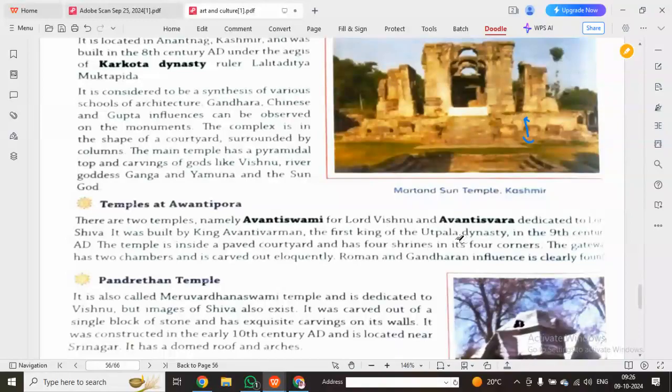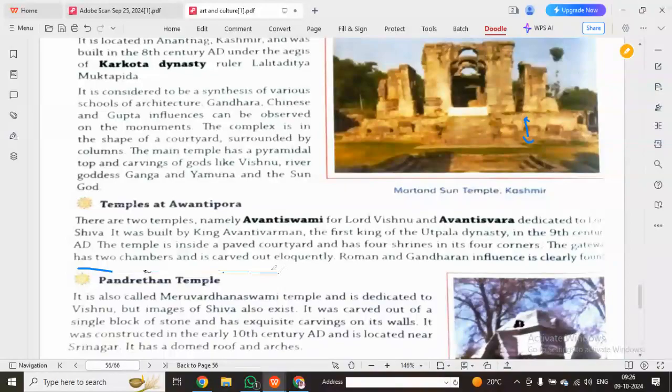Avantiswamy, Avantiswara, Vishnu god and Shiva, built by Avantivarman, Utpala dynasty. 9th century में बने थे. The temple is inside a paved courtyard and has four shrines.